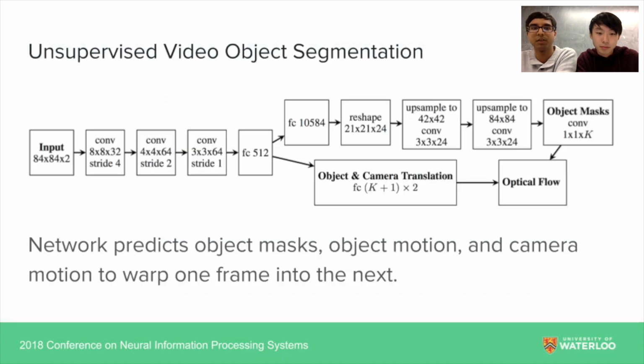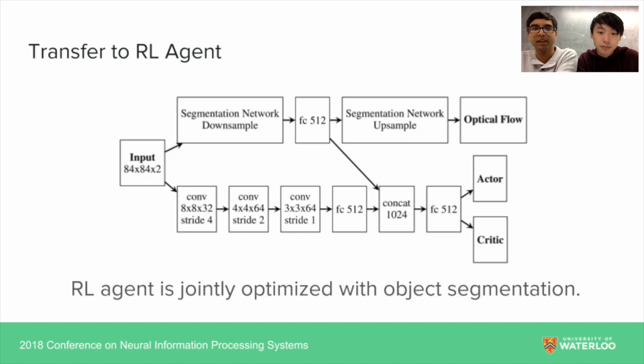decisions during the game. In the first phase, we collect a dataset by using a uniform random policy and recording the images that the agent was shown. Then we use this dataset to train a network to predict object masks, object motion, and camera motion in an unsupervised manner. The agent learns to warp one frame into the next by using the proposed object masks and object motion. In the second phase, we transfer our segmentation network to train an RL agent.